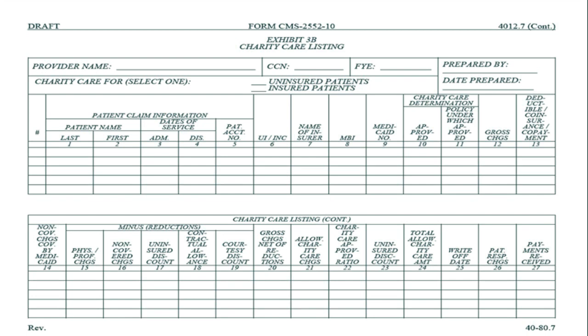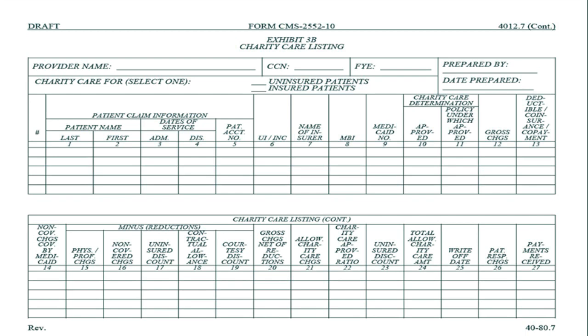And then from there, they're doing something interesting. They're comparing actually the amount of the write-off to what the result was to that reconciliation. And the presumption is where you end up is after you apply these other deductions to the patient account, you end up with the charity write-off or something very close to the charity write-off. And then after that, they request a write-off date, any patient responsibility charges, and then any payments received.